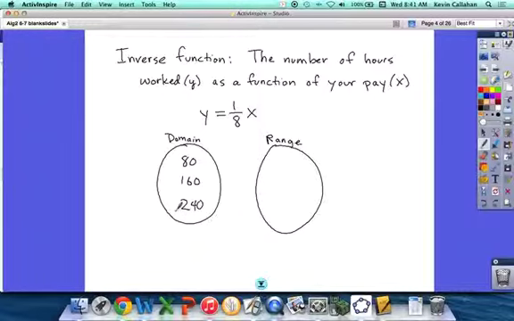So how many hours would you have worked if you made $80? 10. If you worked 160, you would have worked 20. If you made 240, you must have worked 30 hours. So that's what we mean by inverse function. It's a function that does exactly the opposite of what the function did.